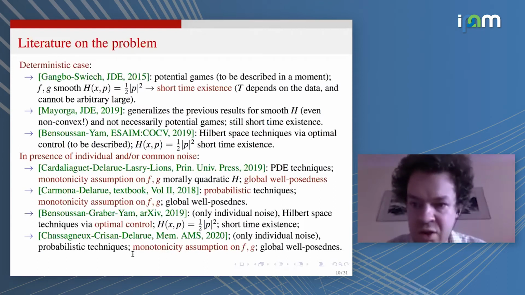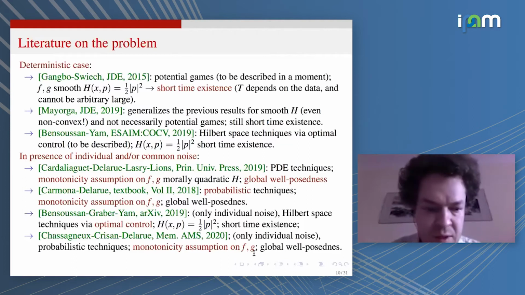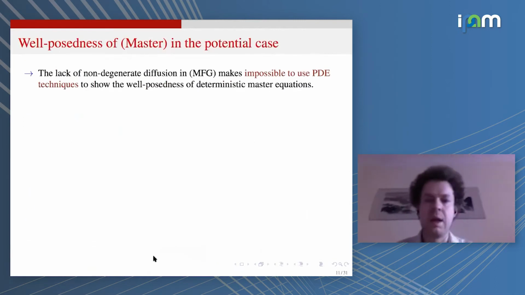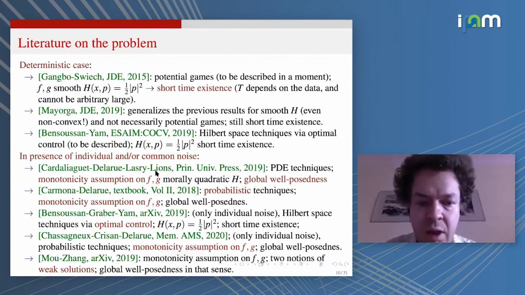even considered degenerate noises, and they also assumed monotonicity on the data, and they could show global in time well-posedness of the master equations. There is a follow-up work by Chenchen Mou and Jianfeng Zhang from 2019, who relax the regularity conditions on the data F and G from the previous paper. They develop a nice theory of weak solutions for equations in the presence of possibly degenerate noise. I believe that Chenchen will speak about these results later this week. And the main tool in the paper of Cardaliaguet, Delarue, Lasry, and Lions is PDE techniques.